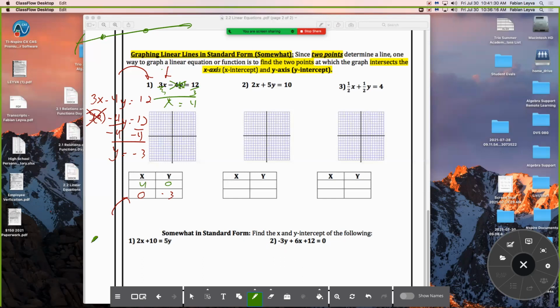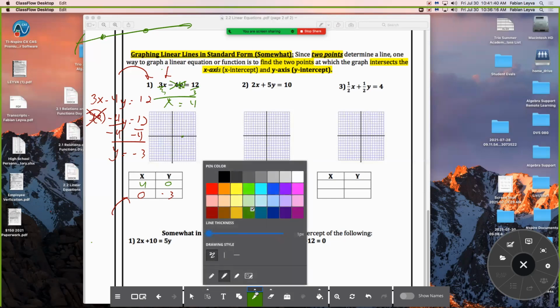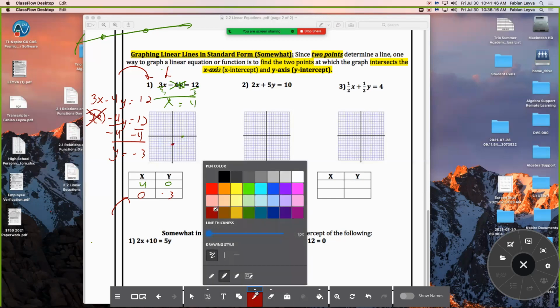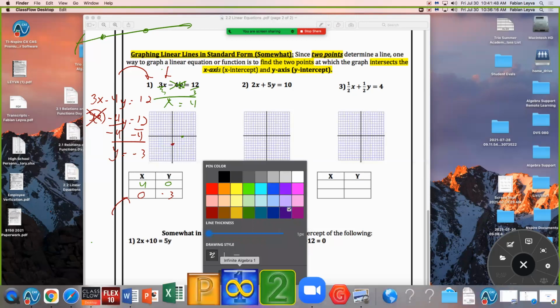And now you can actually even transfer those on the graph. The x-intercept, 4, 0, is located right over here. The y-intercept, let me change the red to be a little bit more consistent, 0, -3 is located right over here. Remember that in order to draw a line, you really just need 2 points. So let's go ahead and draw the line.